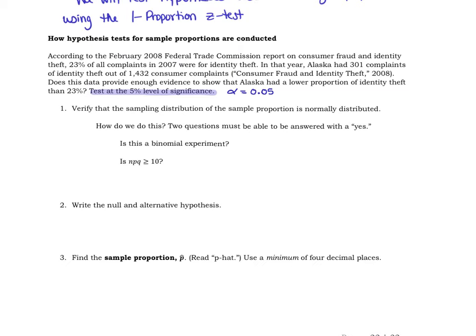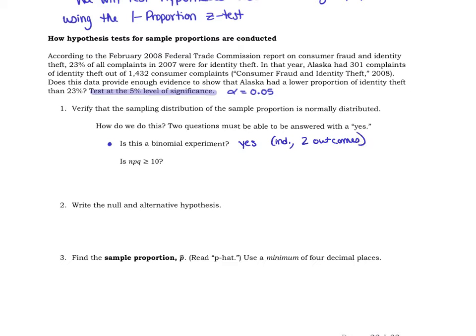So first thing you need to do is verify that that sampling distribution is normally distributed. So how do we do this? There are two things that you need to do. Okay, first one is you need to ask if this is a binomial experiment. So is everything independent? So is one complaint independent of another? Yes. And are there just two outcomes? And in this case, yes, there are. Again, there can be lots of consumer complaints, but we're specifically looking at identity theft complaint or not an identity theft complaint. Okay, so yes, again, we have independent and we have two outcomes.